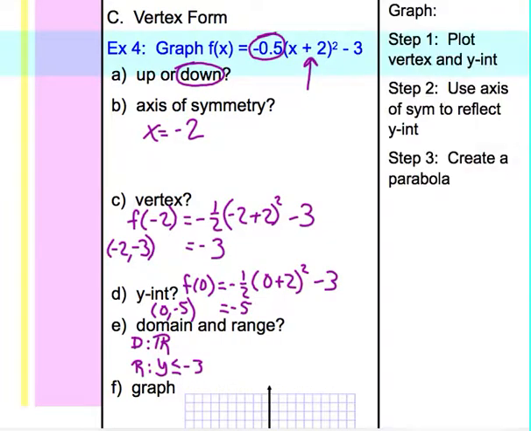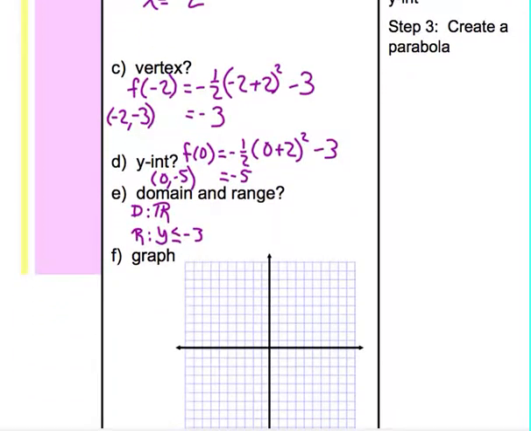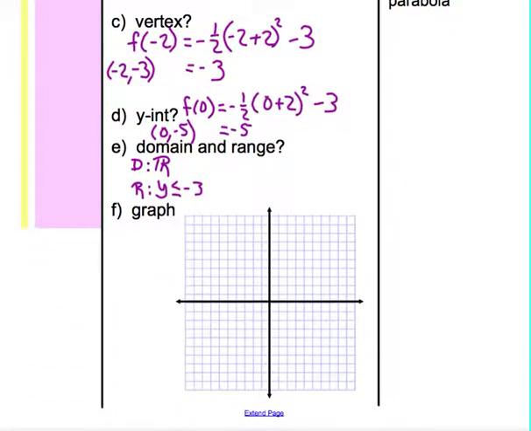So that I don't have to keep scrolling, here are all of our steps. We're going to plot all of the points that we have, use our axis of symmetry, and create our parabola. So I'm going to start with my vertex, negative 2, negative 3. My y-intercept is 0, negative 5. My axis of symmetry goes through my vertex, flipping my y-intercept, and creating my parabola.